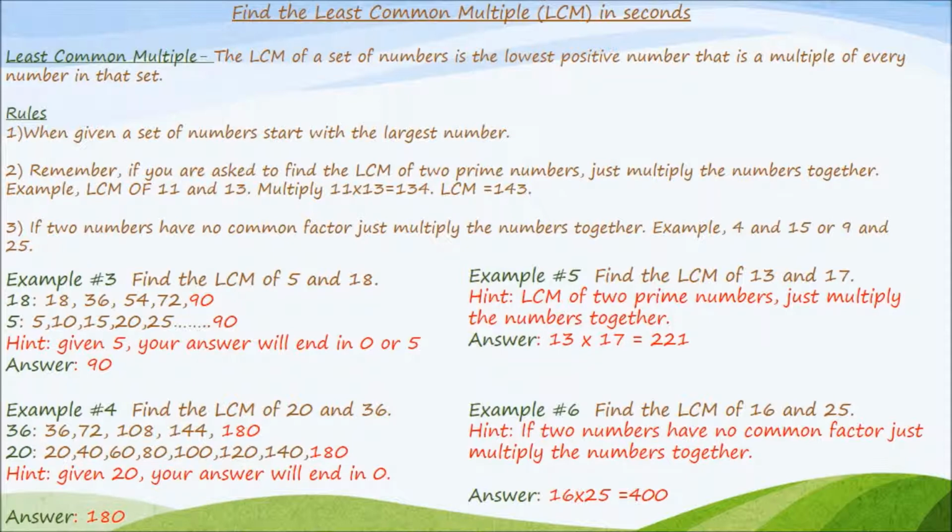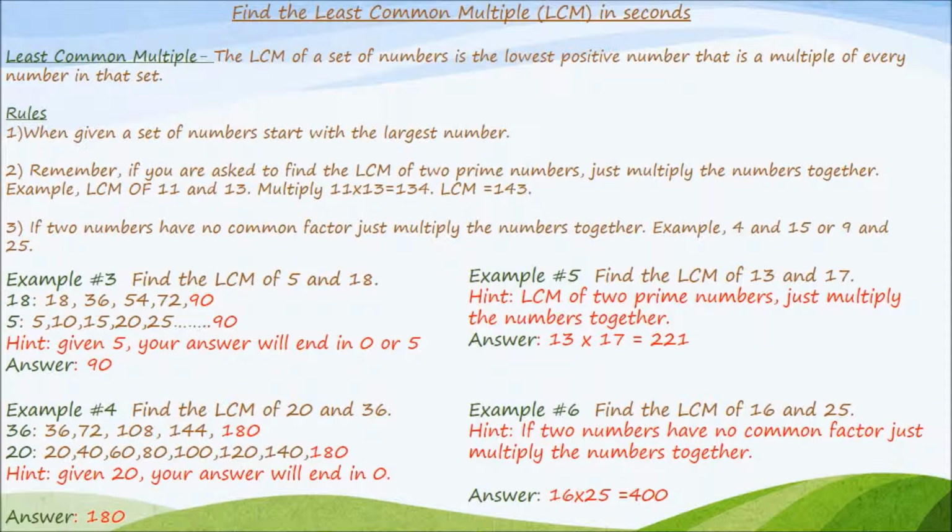Example 4. Find the least common multiple of 20 and 36. We have 36 times 1, 36, 36 times 2, 72, 36 times 3, 108, 36 times 4, 144, and 36 times 5 is 180. And also, if we take 20 times 9, we also get 180. Therefore, the least common multiple is 180.